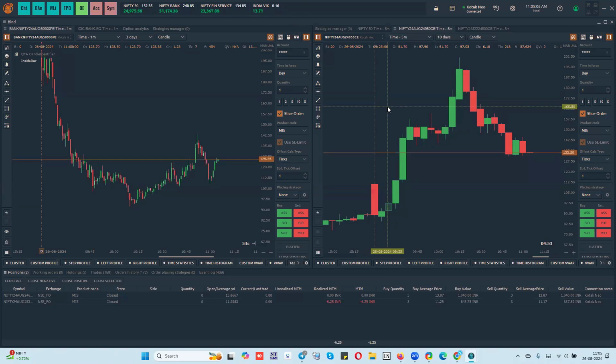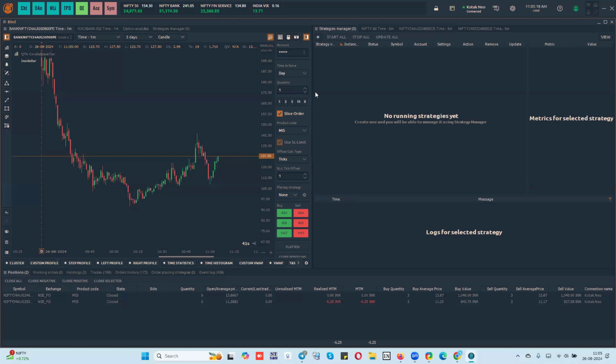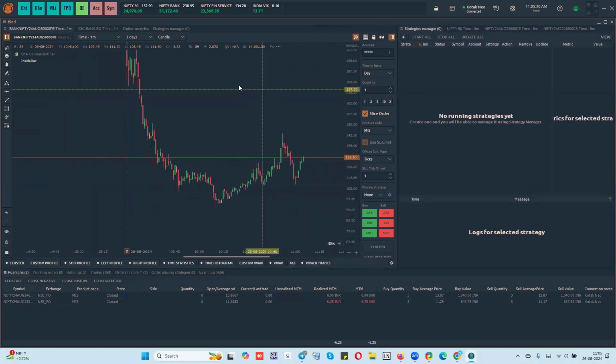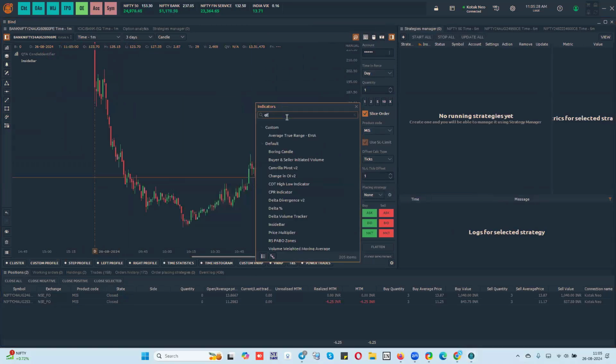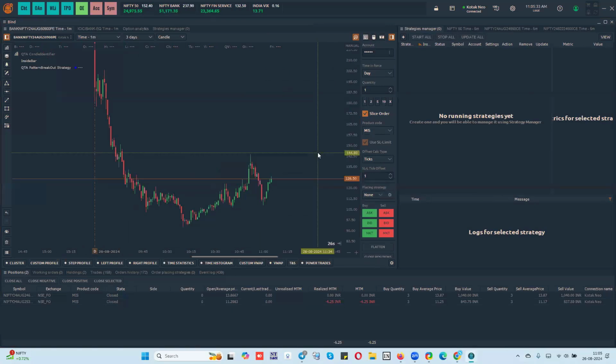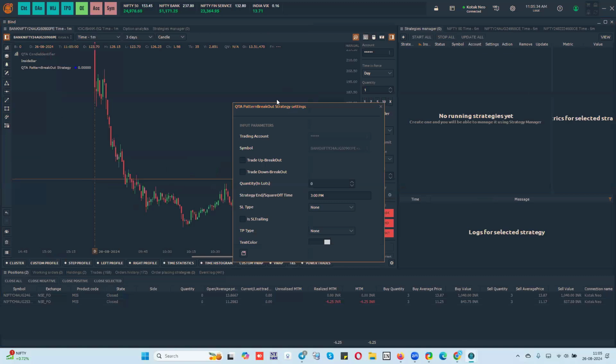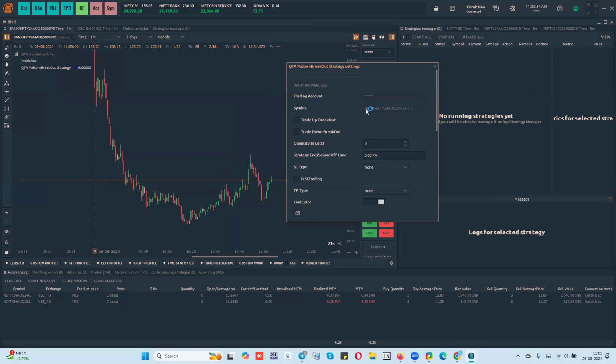This is important, how you can set the settings properly. So let's say I have an option chart here of a Bank Nifty put option on the left side, and I have a strategy manager on the right side. And I will add the indicator QTA pattern breakout strategy. Now that I've added this strategy, the parameters will remain the same, something similar to what you've seen in the candle breakout.